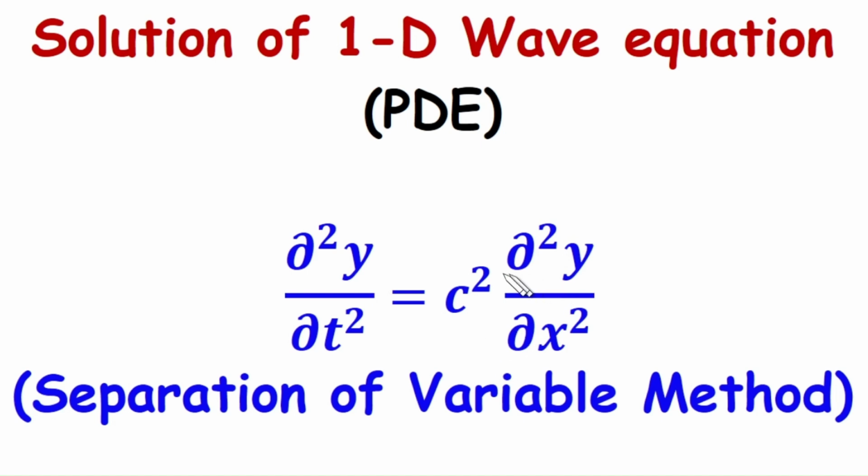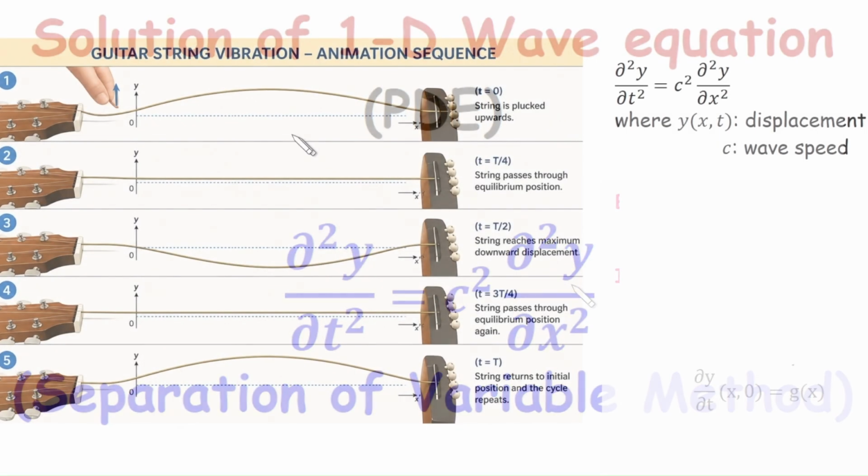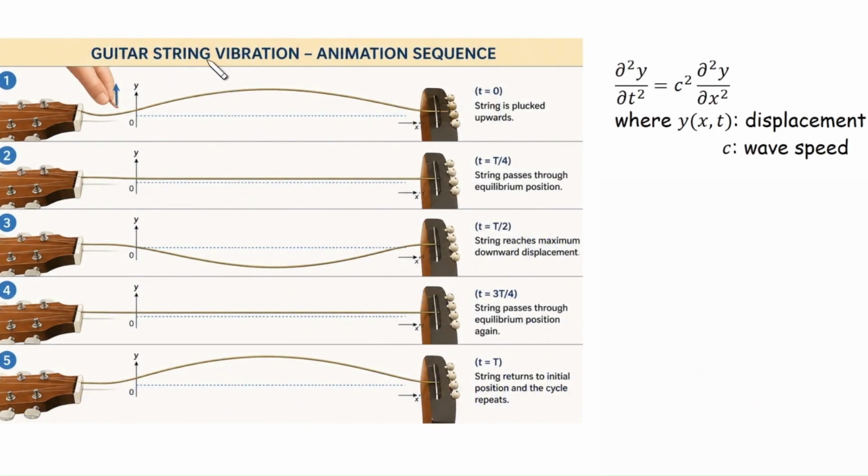To understand this, let's take a very simple example of a guitar string. So consider this image. Here we have the string fixed at the two end points. Let's call them A and B. When the string is at rest, it stays in a straight line. So this straight line is called the equilibrium position.